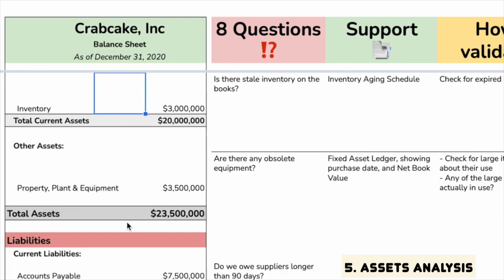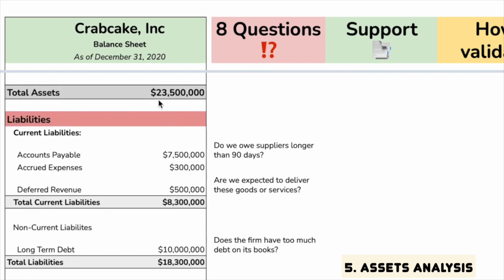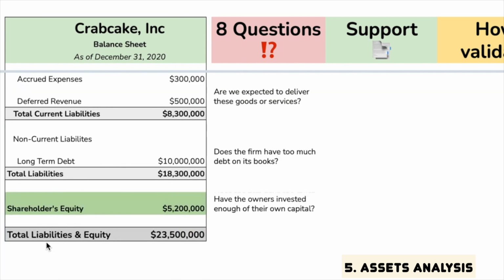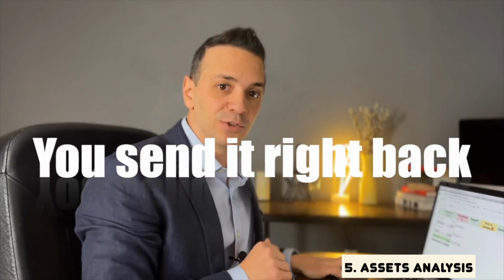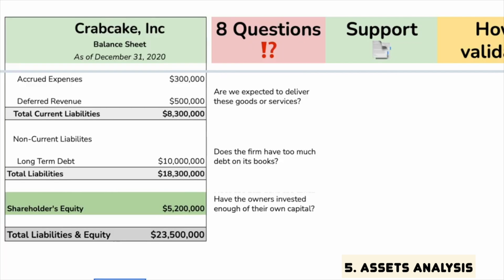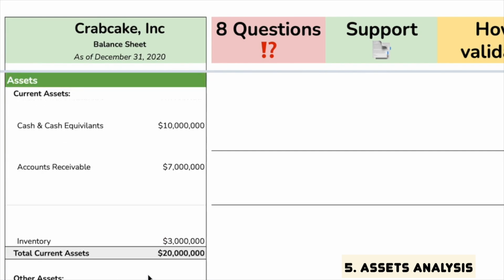And the first thing to do is to scroll down to the total assets line and look at total assets. In this case, it's $23,500,000. Make sure that it equals the other side, which is total liabilities and equity, also $23,500,000. Hence the name, it has to balance. And if it doesn't equal, you send it right back, because we ain't got no time to analyze a balance sheet that doesn't balance, right? So this is the first thing you look at. Now, let's take a look at the questions that I'm going to be asking about each of these line items on the asset side.